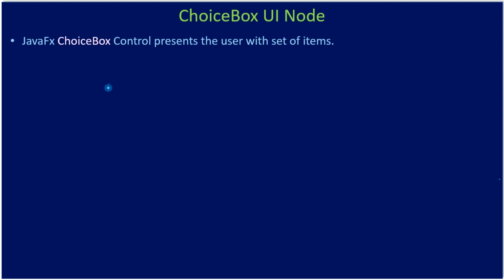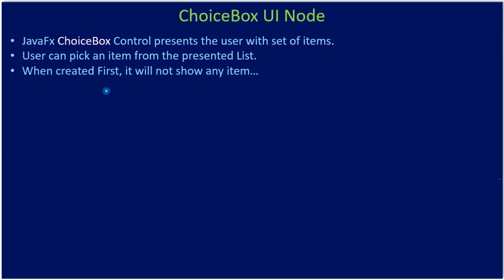JavaFX ChoiceBox control presents the user with a set of items. The user can pick an item from the presented list. When created first, it will not show any item. That means if nothing is selected, the choice box will be displayed like this, and if you see here, the choice box doesn't display anything. So it's a combination of text as well as the drop down list.